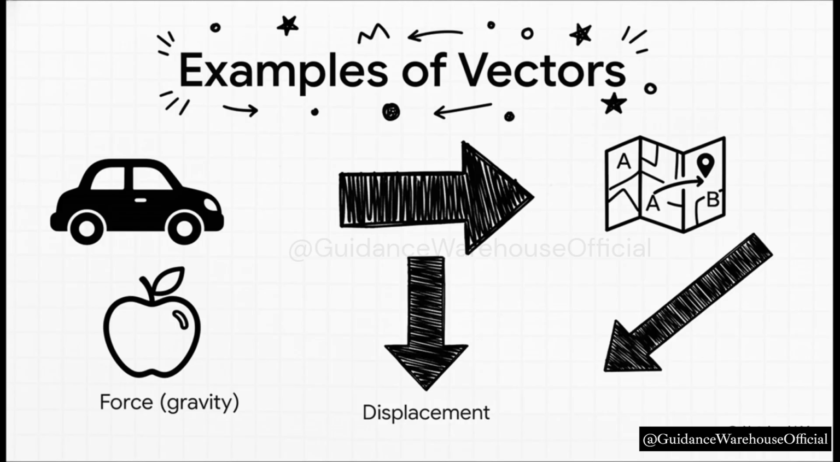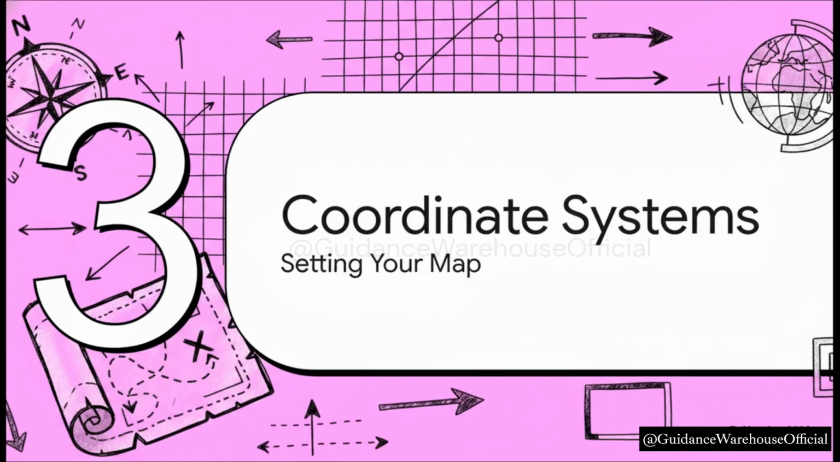The force of gravity pulling you toward the center of the Earth, that's a vector. And yep, there's our other word, displacement. That's a classic vector. We usually draw them as arrows, where how long the arrow is tells you the magnitude and the pointy end shows you the direction. But here's the thing, to talk about direction in a way everyone understands, we can't just point and say that way. We need a map, a shared frame of reference, and in physics, we call that a coordinate system.